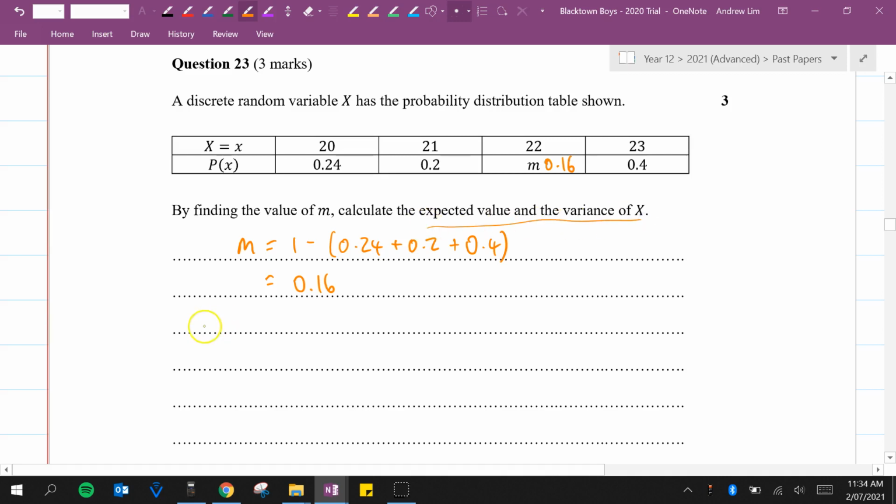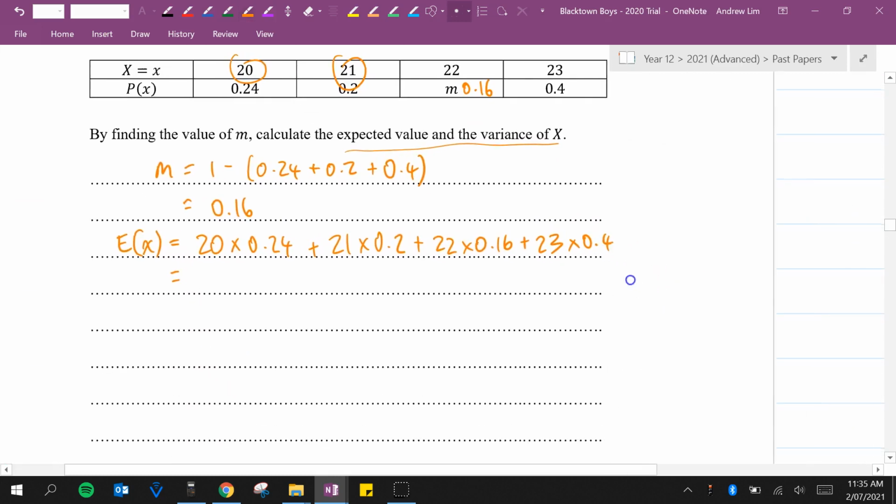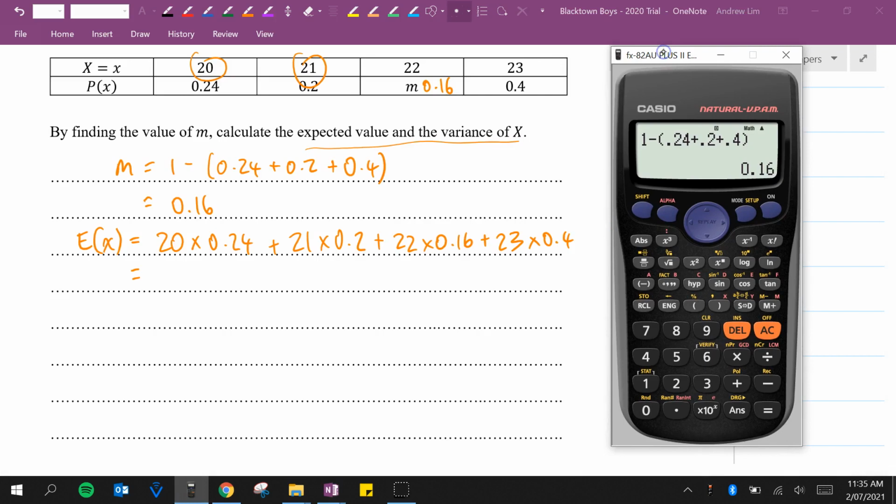of x. So the expected value is equal to 20 times its probability plus 21 times its probability plus 22 times its probability plus 23 times its probability. So let's put that in a calculator and see what we get. 21.72.